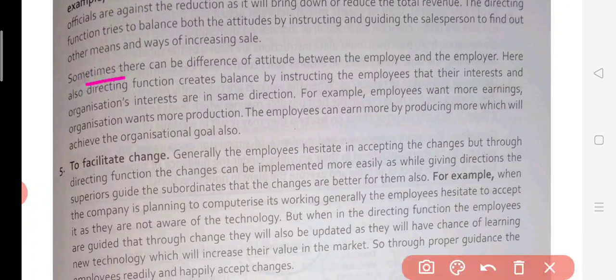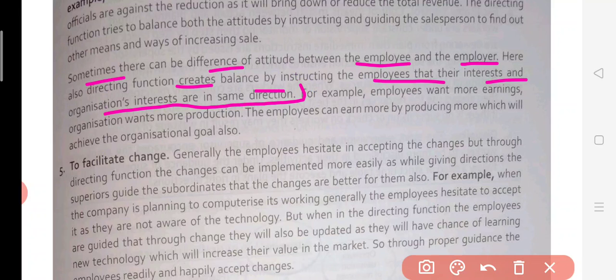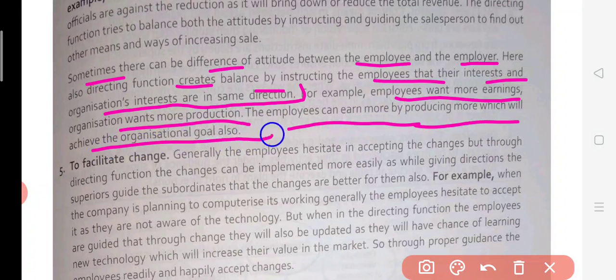Next, sometimes there can be a difference of attitude between the employee and employer. Here also the directing function creates a balance by instructing the employees, so that the interest of the employee and the organization lie in the same direction. What does the employee want? The employee wants more earning. The organization wants more production. So the employee can earn more by producing more, which will achieve the organization's goals also. It is very important to give them directions. If the employee is asking for a good salary, you can tell them to do more production. Then definitely, if you do more production, more profit will come to the company, and they are going to increase your salary. So this is how the direction should be given. You can make them understand what you are trying to do.